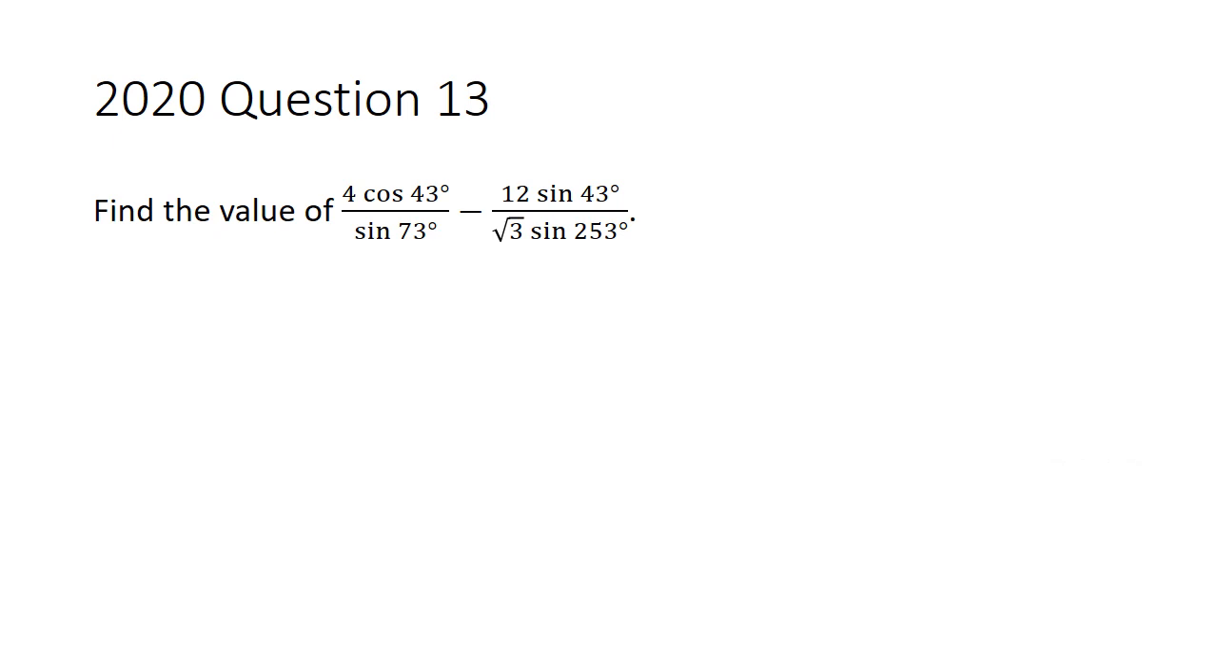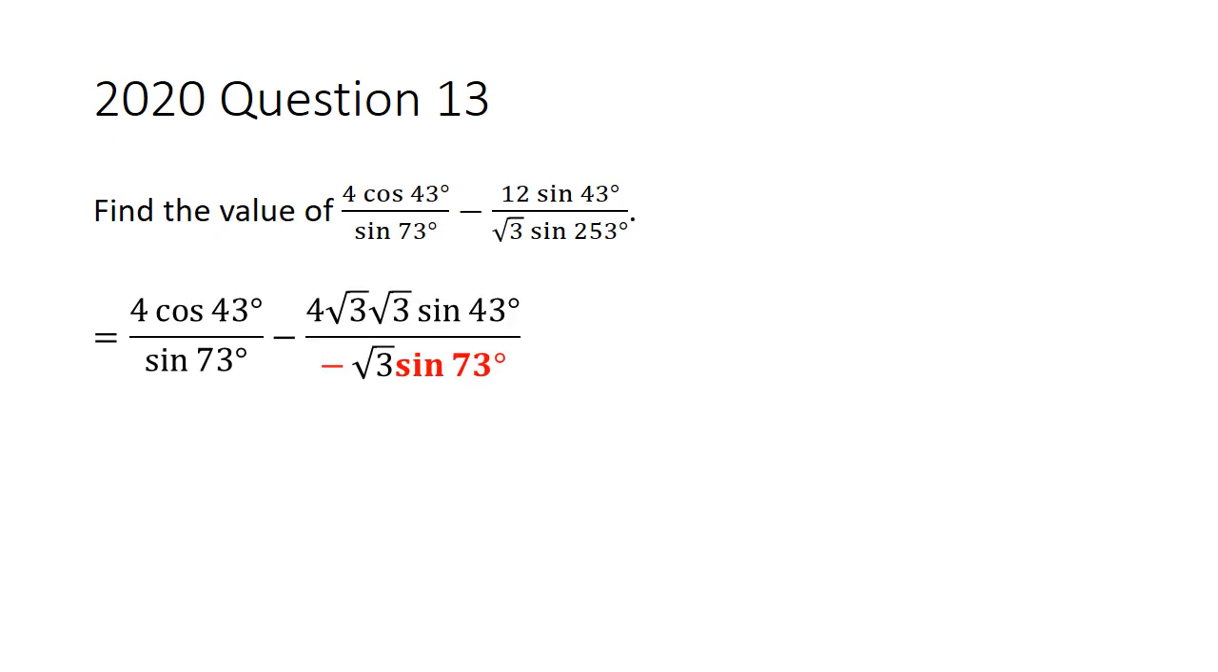So for question 13, we need a few things. We need to know our trigo identities, particularly how to deal with trigo ratios of a third quadrant angle. We need to know our trigo ratio for special angles, and we need to know our addition angle formula. The first thing we can do is convert sine 253 degrees into negative sine 73 degrees.